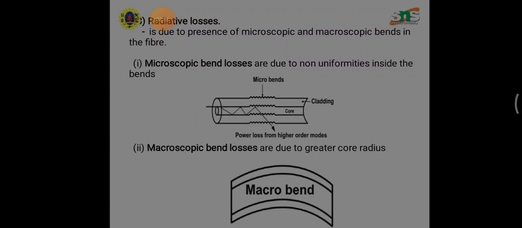And micro bend losses are caused due to the non-uniformities or micro bends inside the fiber as shown. The micro bends in the fiber appear due to the non-uniform pressures created during the cabling of the fiber or even during the manufacturing itself. This leads to loss of light by leakage through the fiber.